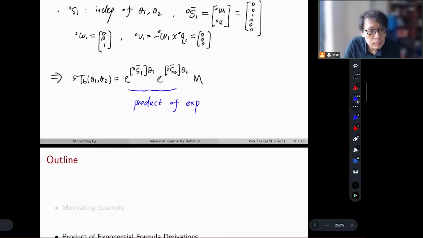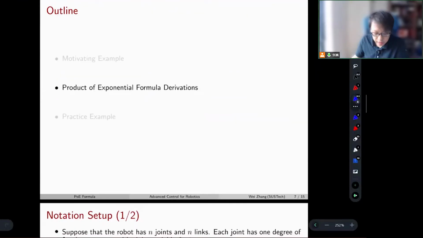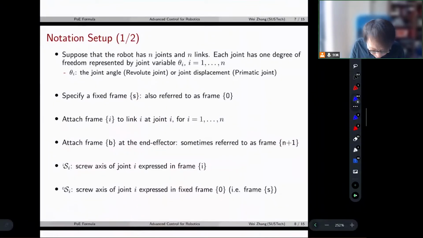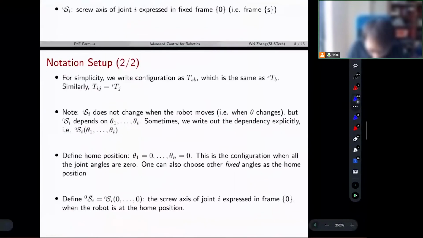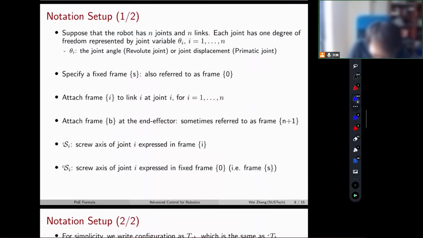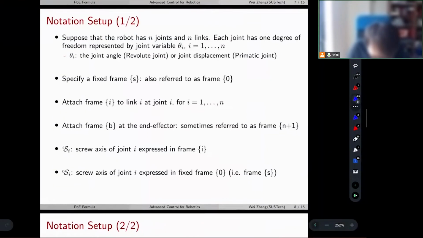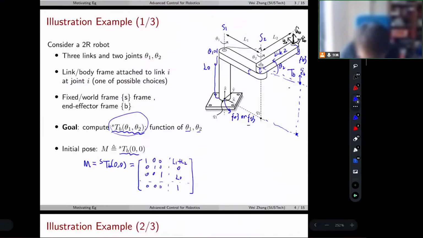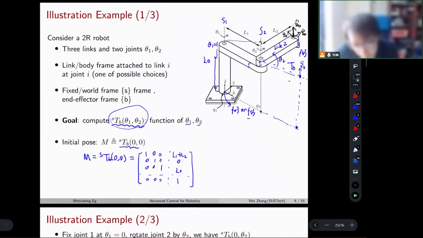If no questions, let's move to the general discussion. So far we used a very special case to derive the product of exponentials. Let's now discuss the general case. I think that becomes simple. Here are all the notations; I don't want to explain all of them. Let's go back to this one again and make some remarks to motivate the discussion of general notation.